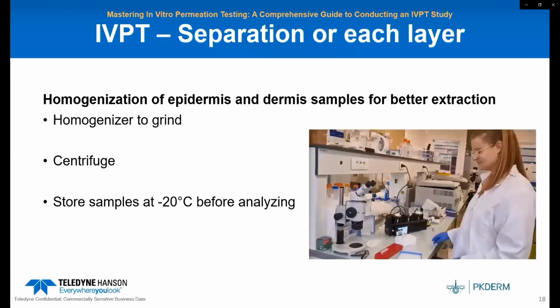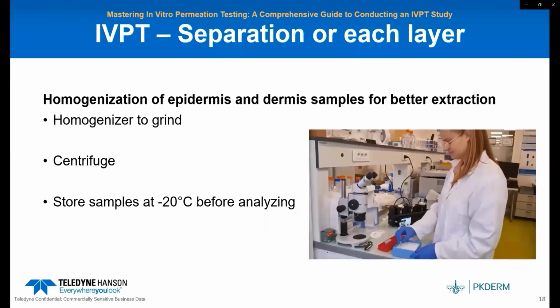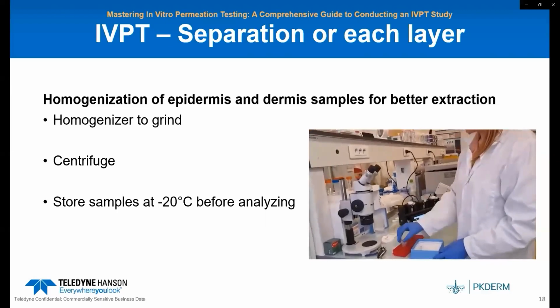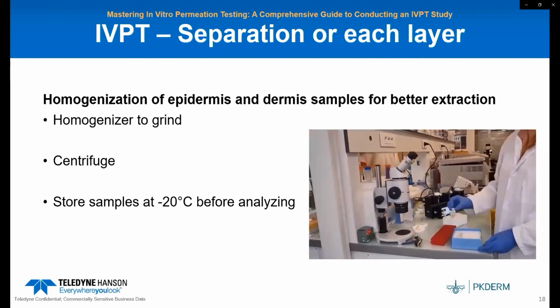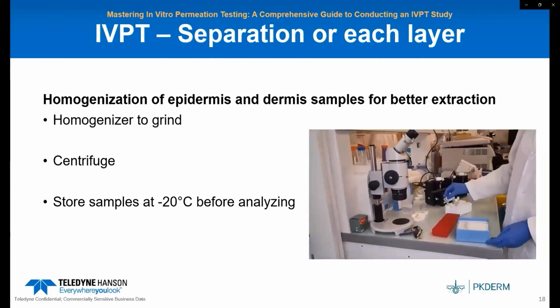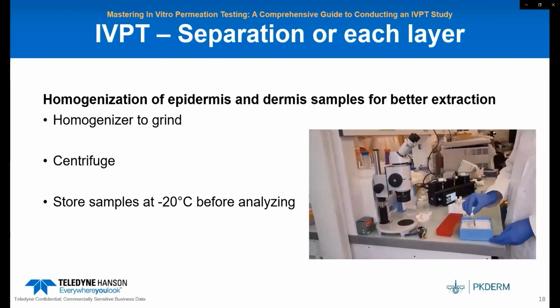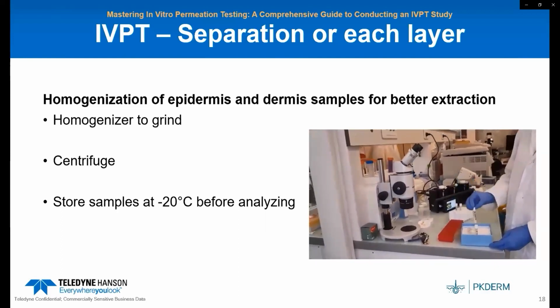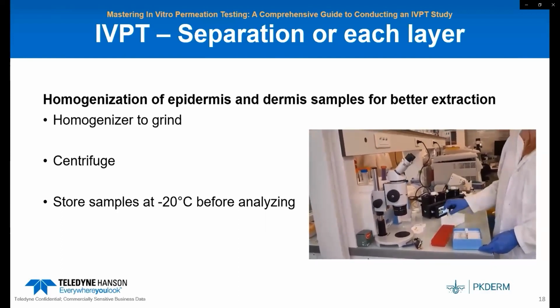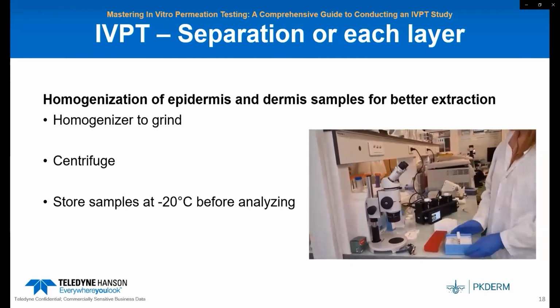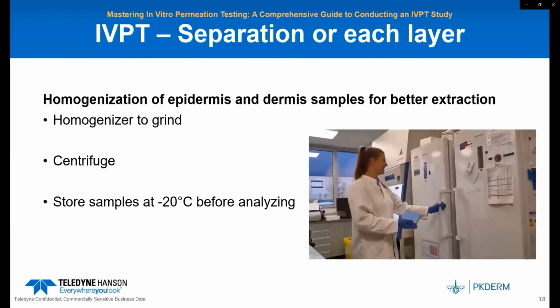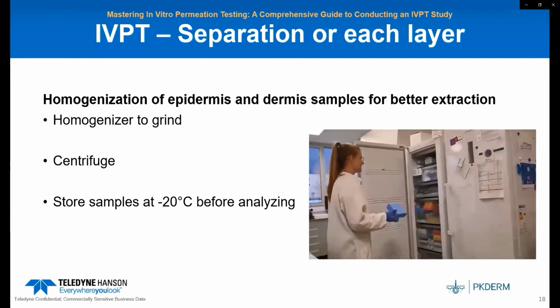So at the end of the experiment, we get several samples. Samples corresponding to the receptor liquid, samples from the stratum corneum, from epidermis, and the dermis. The samples are stored at minus 20 degrees Celsius before being analyzed.